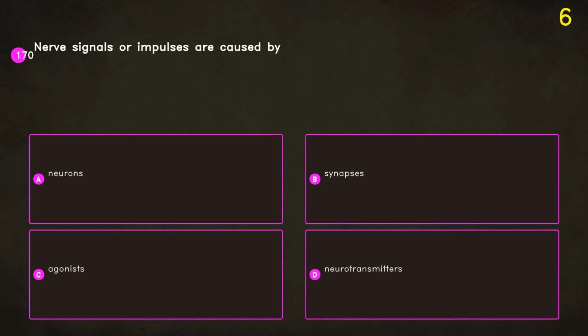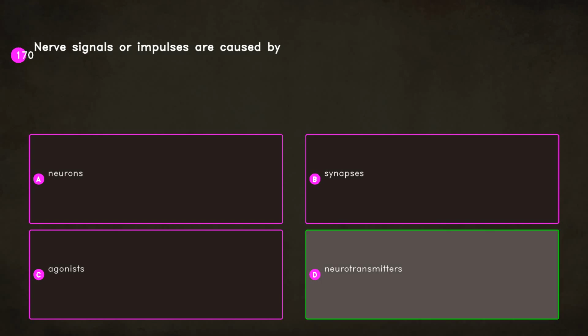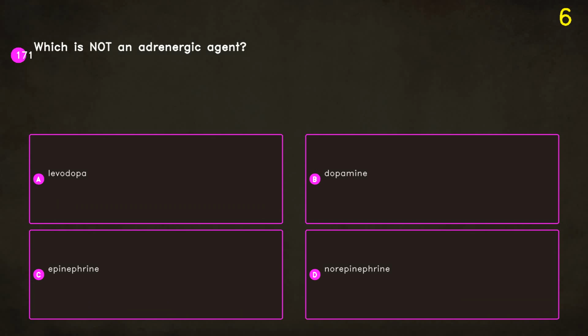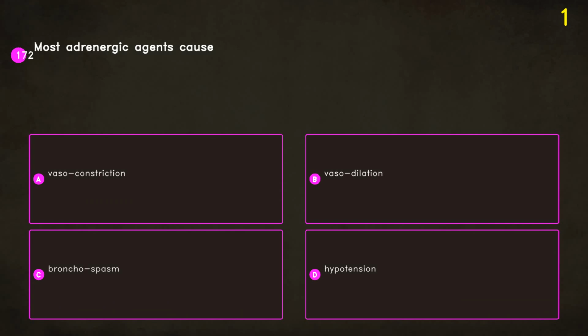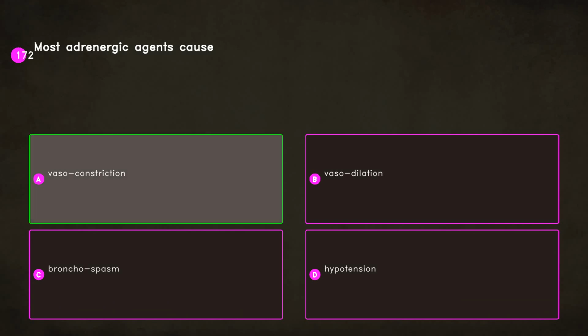Question 170. Nerve signals or impulses are caused by A. Neurons B. Synapses C. Agonists D. Neurotransmitters. The correct answer is neurotransmitters. Question 171. Which is not an adrenergic agent? A. Levodopa B. Dopamine C. Epinephrine D. Norepinephrine. The correct answer is levodopa. Question 172. Most adrenergic agents cause A. Vasoconstriction B. Vasodilation C. Bronchospasm D. Hypotension. The correct answer is vasoconstriction.